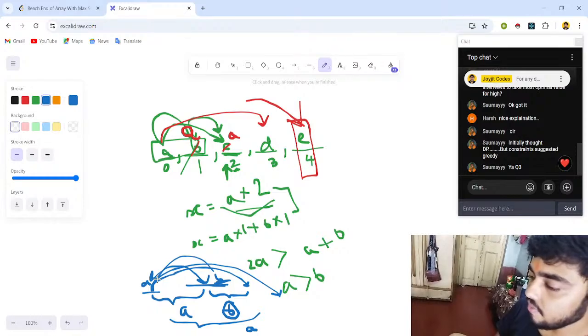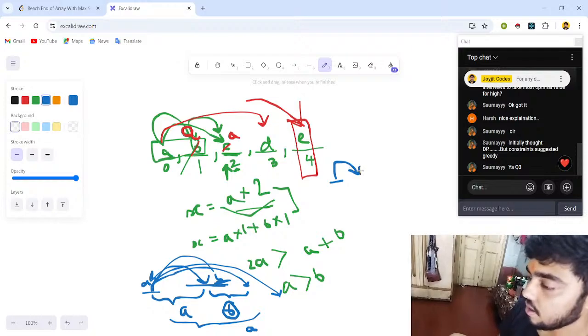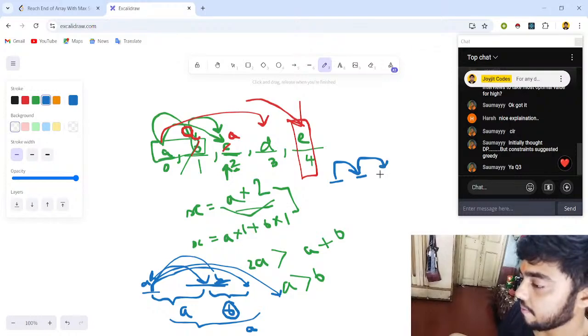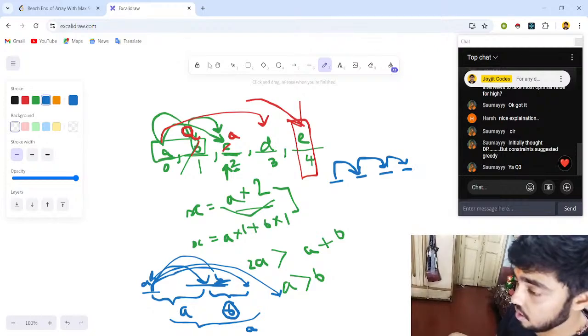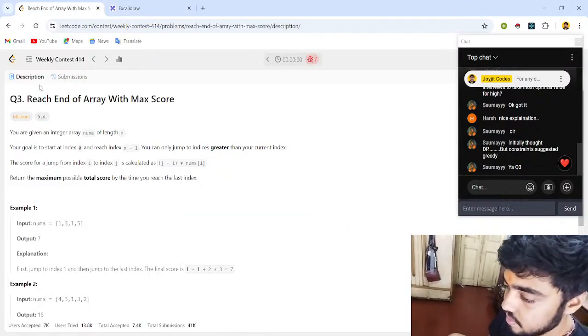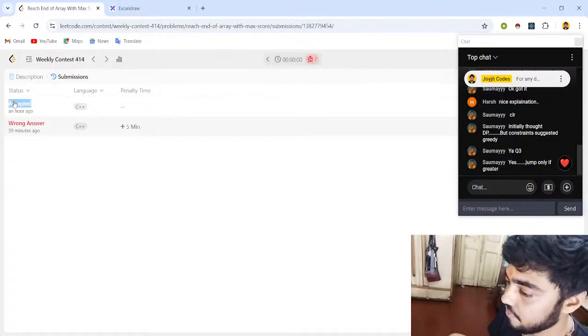Now if we divide this problem into sub parts, I am going to choose the first element that is greater than this element. Then from that specific element, I am going to choose the first element which is greater than it. We go on doing it until we reach the last element, and we are not going to take the last element. We know that, right? So let's go with the code. Jump only if greater. Perfect.